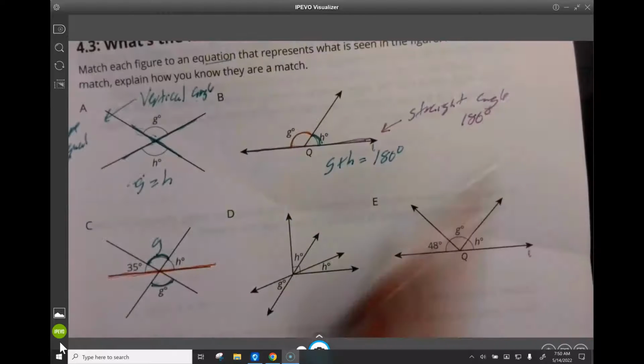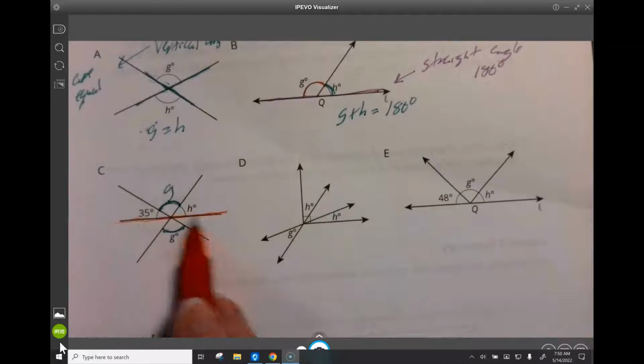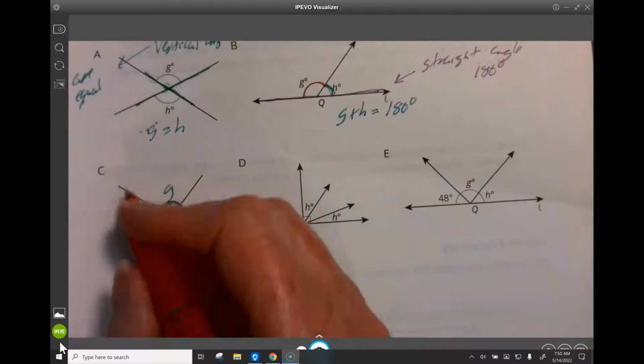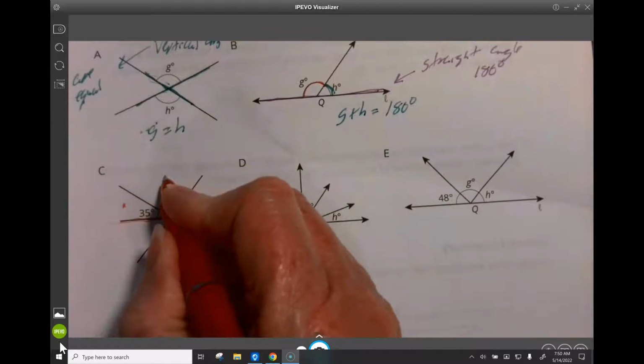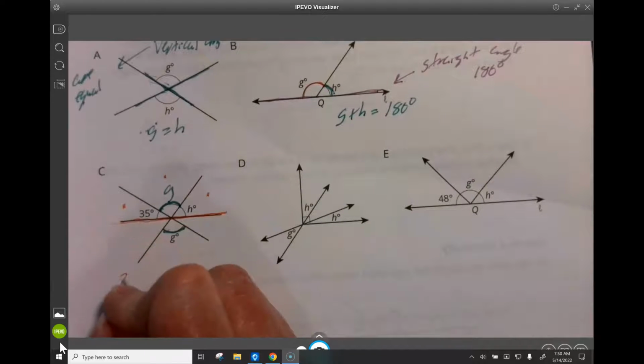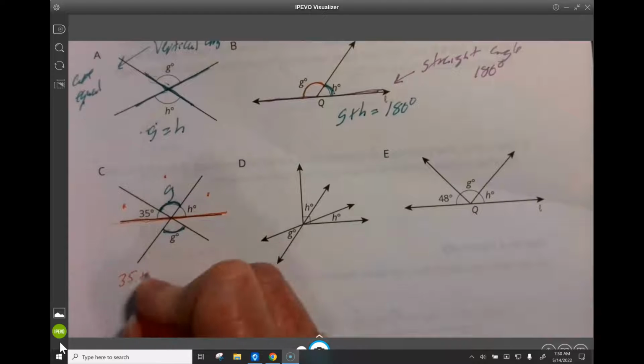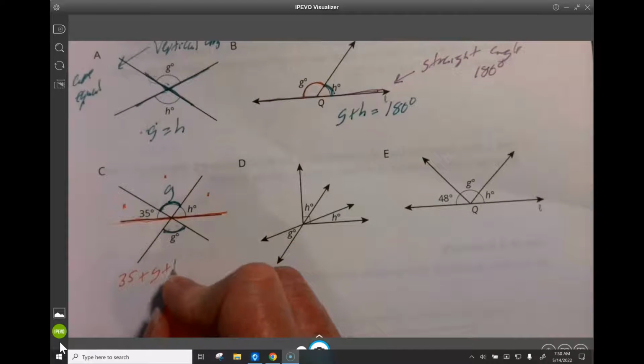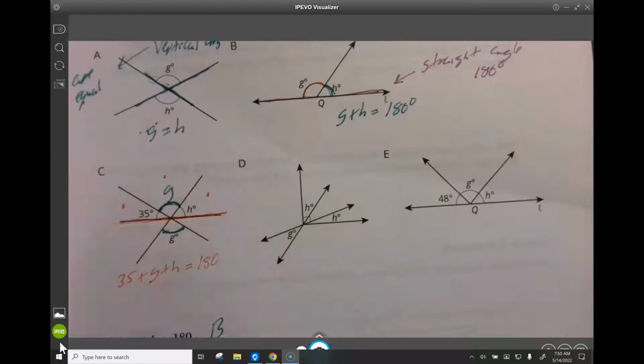A straight angle is 180 degrees. So this straight angle is 180 degrees. That means that this angle plus this angle plus this angle has to be 180 degrees, right? So we're going to write that. We have 35 plus G plus H is equal to 180.